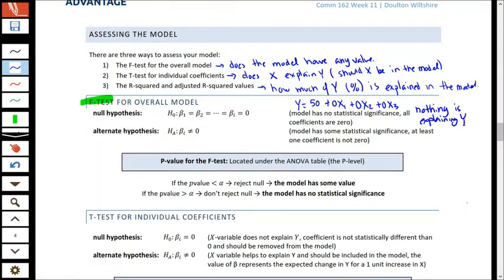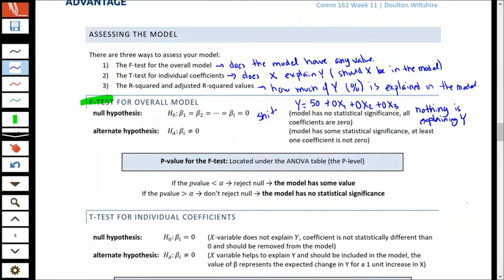No matter what you put in for x's, if the coefficients are all 0, y is going to be 50 every single time. That basically means the model is bad. Very practical statistical analysis there. You've got a crap model, okay? The alternative is that at least one of those coefficients is good, okay? That at least one of them is okay.